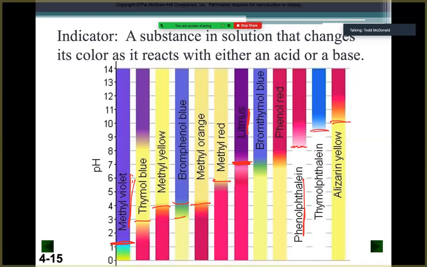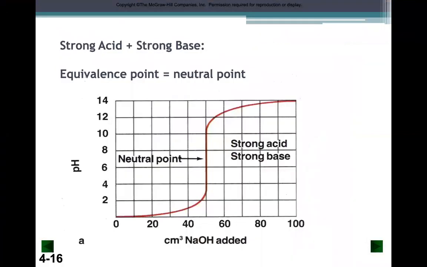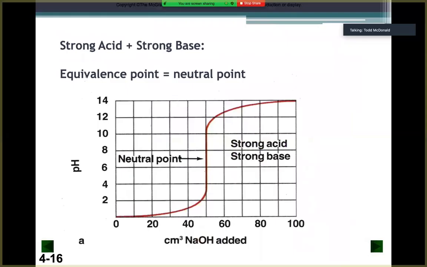And so that's where we have to have some conversations. Equivalence point doesn't necessarily always occur at 7. Okay? If we have a strong acid and a strong base, we have the acid and the base and we put them together, we will actually get an equivalence point when it's neutral. If you look here on the graph, here's what's going on.